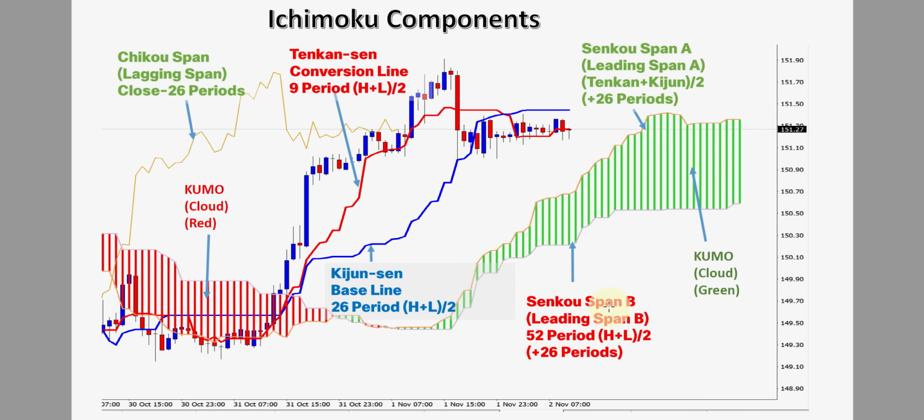We calculate the high and low of the last 52 periods, divided by 2, and we shift it forward 26 periods. So this is the beauty of the Ichimoku system. It is one of very few indicators or systems that can give you a gauge of the trend in the future, in the next 26 periods.